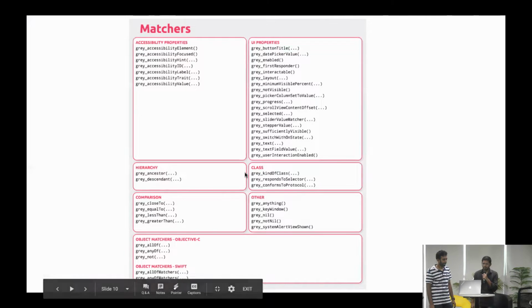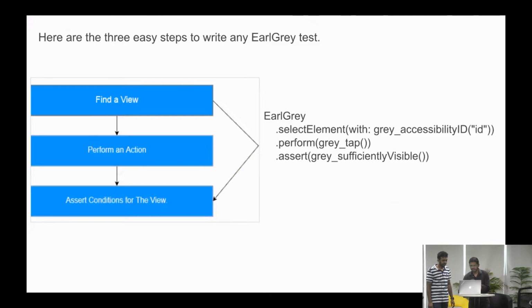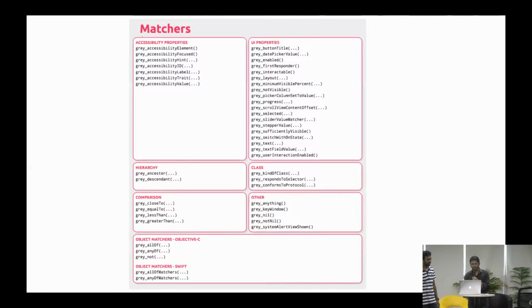So let me go to the previous slide just to explain a bit. As Sukumar explained, we have 3 steps here. Find a view. We can relate it with the associated example here. So this is how we can find the view with a matcher. Then perform an action. So we have actions, and for assert, we have assertions. So here is the list of matchers. We just took it from a cheat sheet.